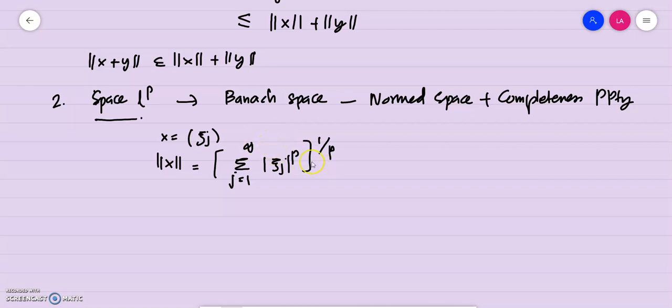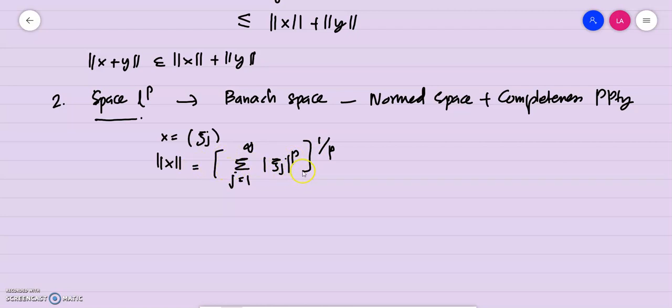First argument is the norm x is greater than or equal to 0, which is same as in the metric space. And the second argument, norm x is equal to 0 if and only if x is equal to 0, which is the same as in the LP space. The third argument, you only have to substitute alpha, as in the previous case. Alpha x becomes alpha theta j. So alpha theta j the whole raised to p, take modulus of alpha outside, raised to p, the whole raised to 1 by p outside.